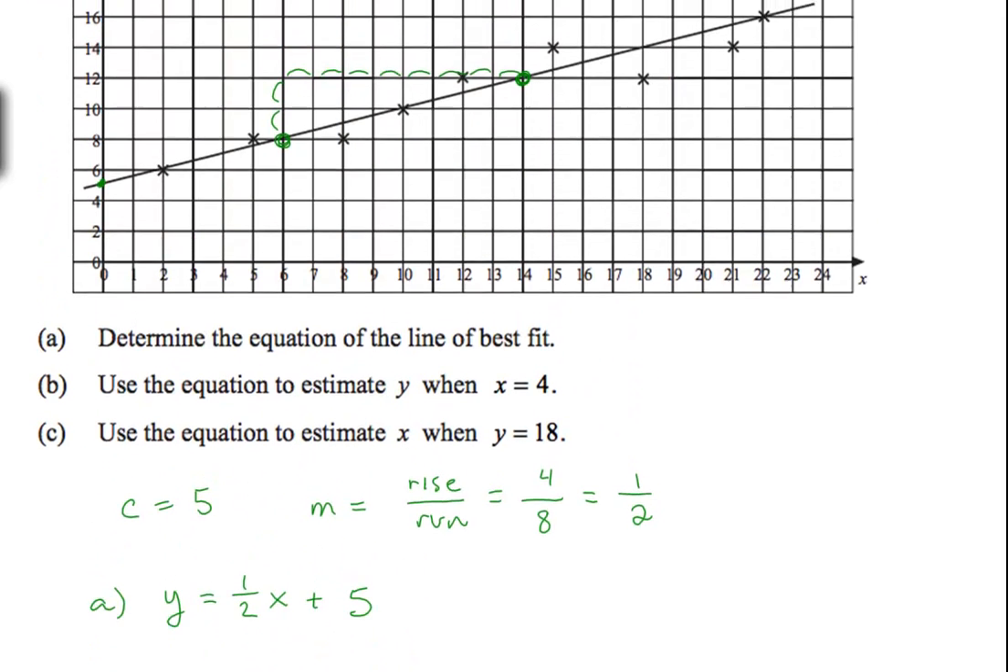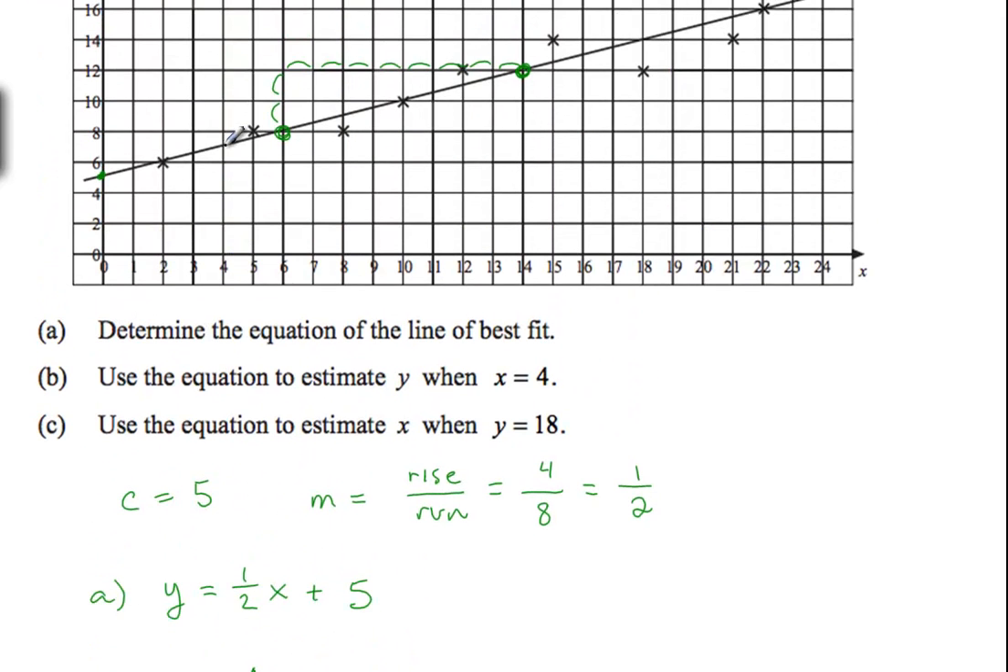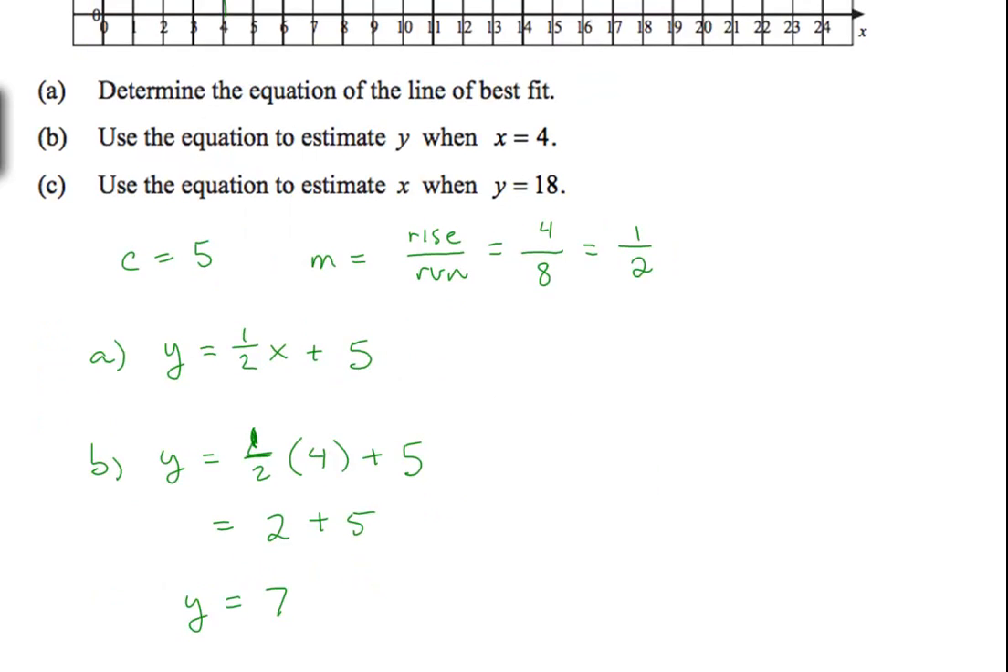All right, well, let's check. When x is 4, y equals 7. Yeah, that is confirmed by this graph. That looks very similar. When x is 4, if we go up here and then we go across, it is very close to 7. All right, so that works.